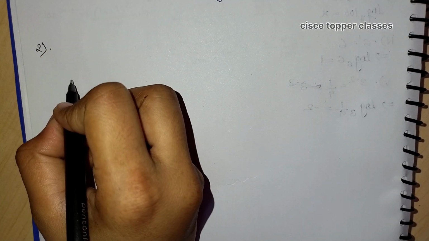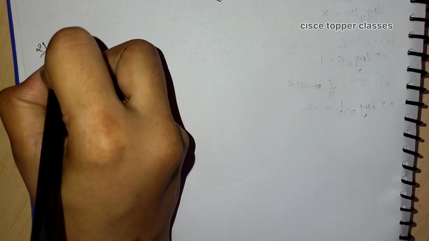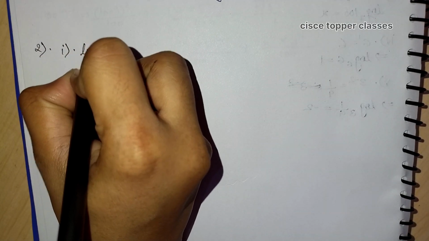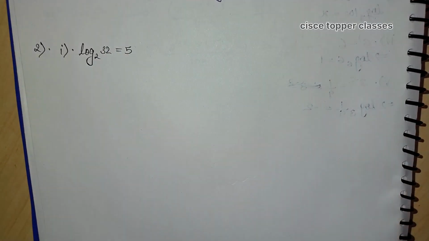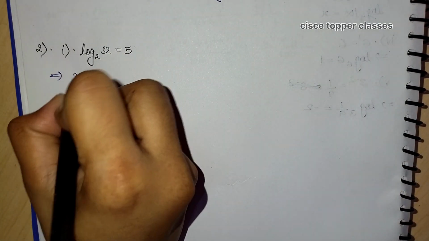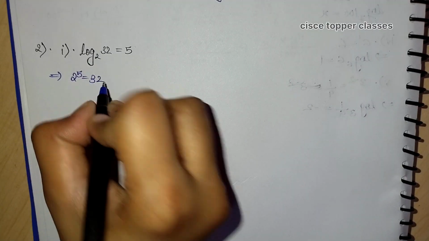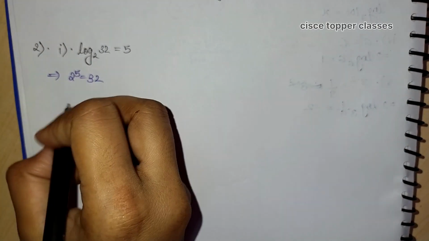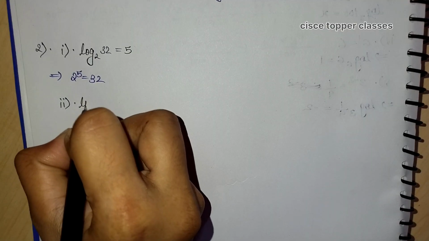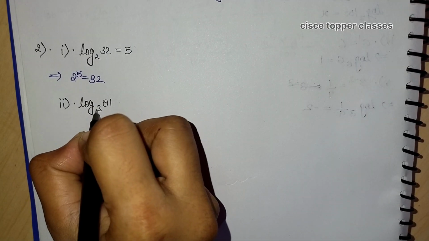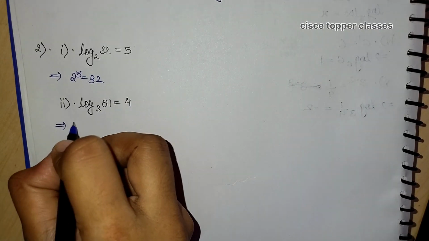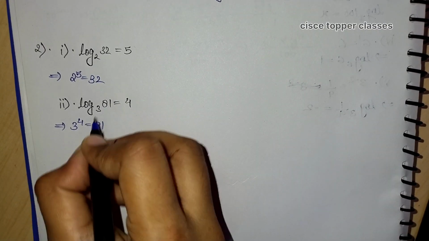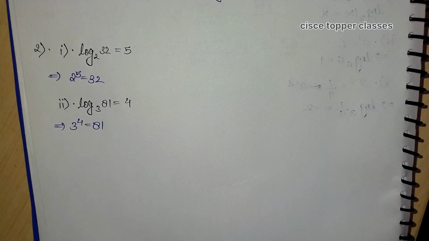Now here we are going to solve question number 2, in which we have to convert the log form into the exponential form. First part is log of 32 with base 2 is equal to 5. We can write this as 2 to the power 5 equal to 32 in exponential form. Second part given here is log of 81 with base 3 is equal to 4. Here we can write this also as 3 to the power 4 equal to 81.